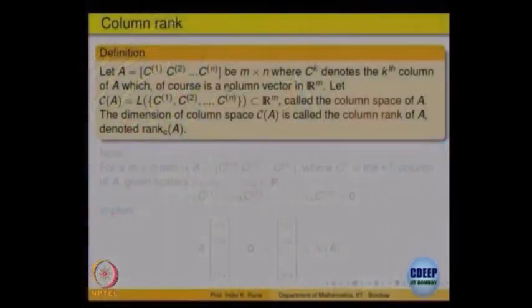So, these are the column vectors. Look at the space spanned by the column vectors. Each column vector is a vector in Rm, m components are there. So, you get a subspace, a vector space which is inside Rm. That is called the column space. So, the column space is a vector space in Rm, and the row space is a vector space in Rn.